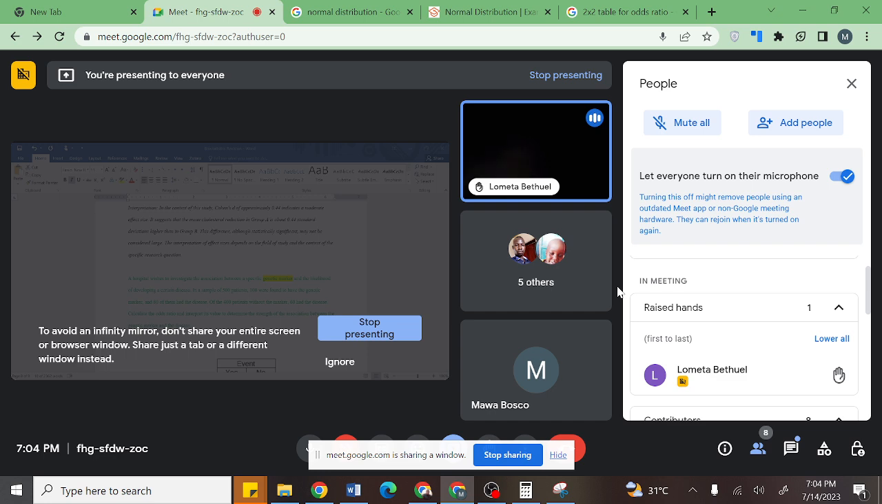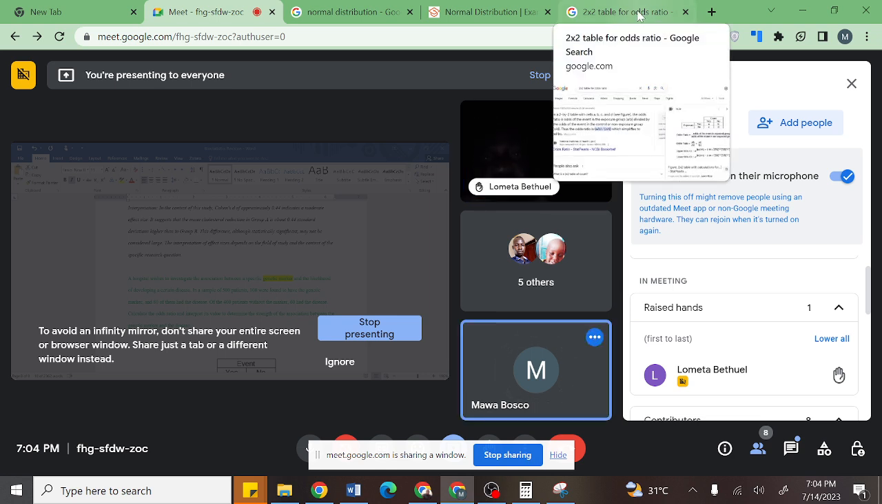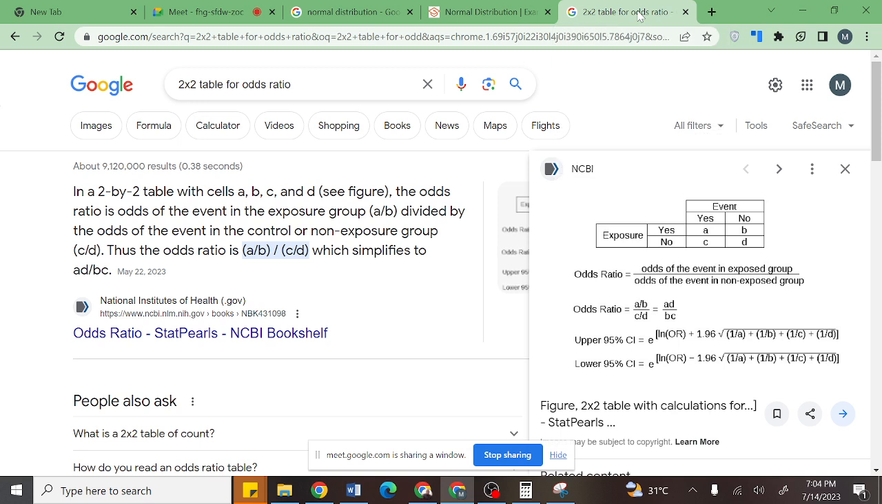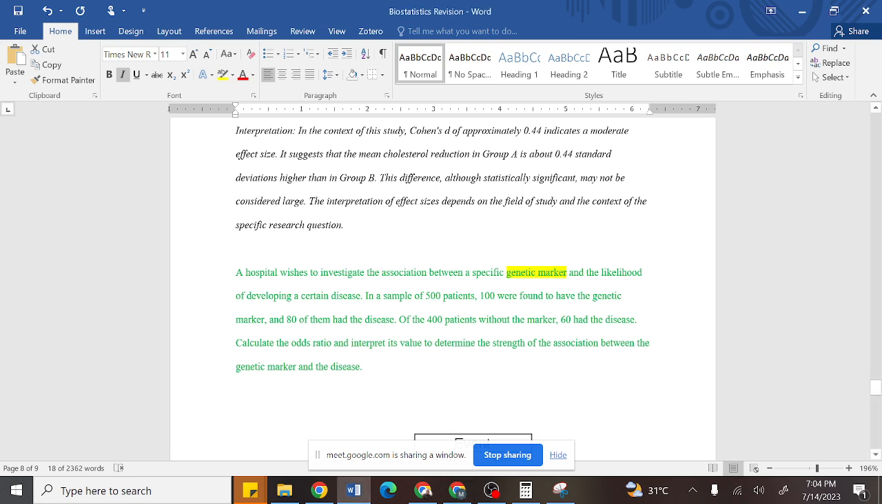Yeah, I have a question, especially on the table issue. The table actually is well read and is somehow clear. And now the issue is coming on the calculation of the odds ratio, where I am seeing A slash B divided by C slash D equals AD over BC.